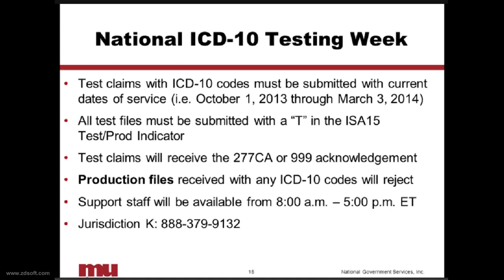If you're going to test and you've already registered for it, the testing claims will include the ICD-10 codes, and they must be submitted with a current date of service. So it has to be from October 1st, 2013 through March 3rd of 2014. All the test files must be submitted with a T in the ISA 15 test production indicator. The test claims will receive the 277CA or the 999 acknowledgement. Any production files that we receive with an ICD-10 code will be rejected.